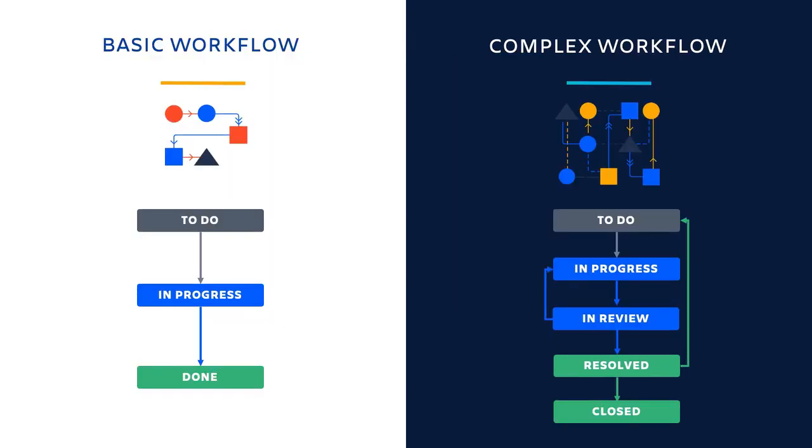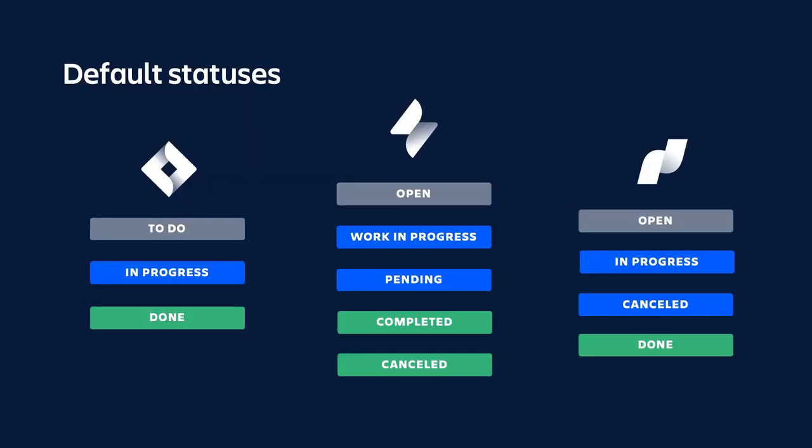A workflow can be basic, consisting of just 2 or 3 statuses, or it can be complex, with many statuses and transitions between the statuses. The statuses available on an issue are determined by the workflow the issue uses. This is different to priorities and resolutions, which are set globally. The default workflows and statuses available to each project vary by project type or product.